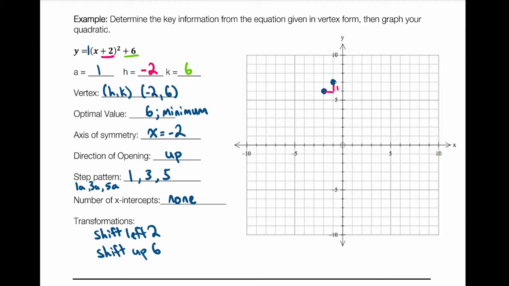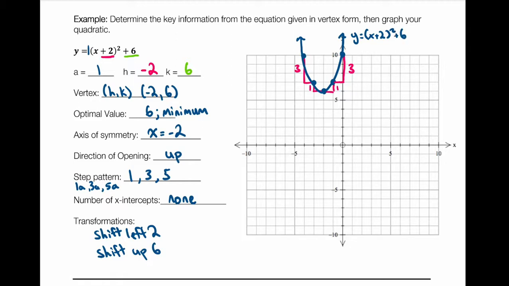The next step, from this new point, I move over to the right 1 and move up the next step. The next step is 3. So I'm going to move up 3, and there's my new point. I can repeat the process in the left direction, over 1, up 1, over 1, up 3. Or I can use the idea of symmetry with my parabola to graph the other side. And there I have my parabola of y equals (x plus 2) squared plus 6.